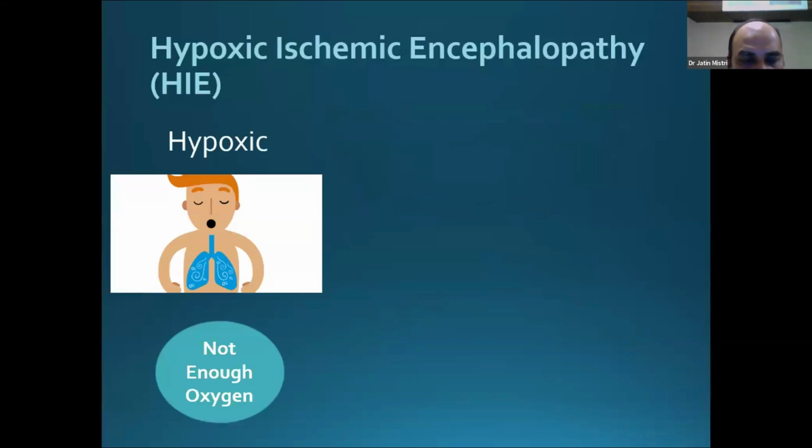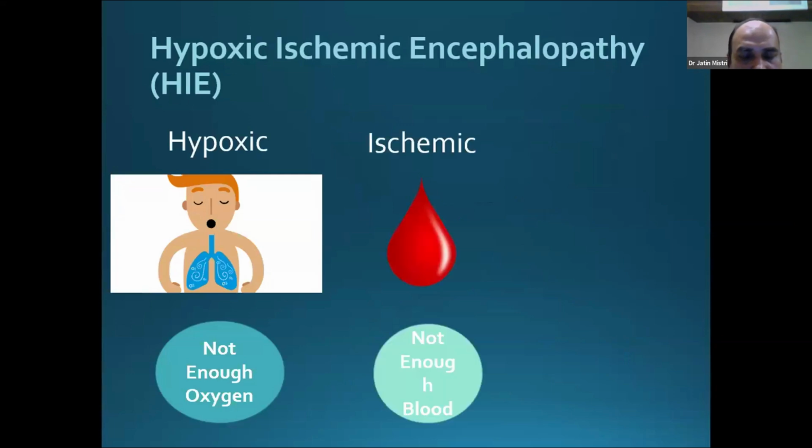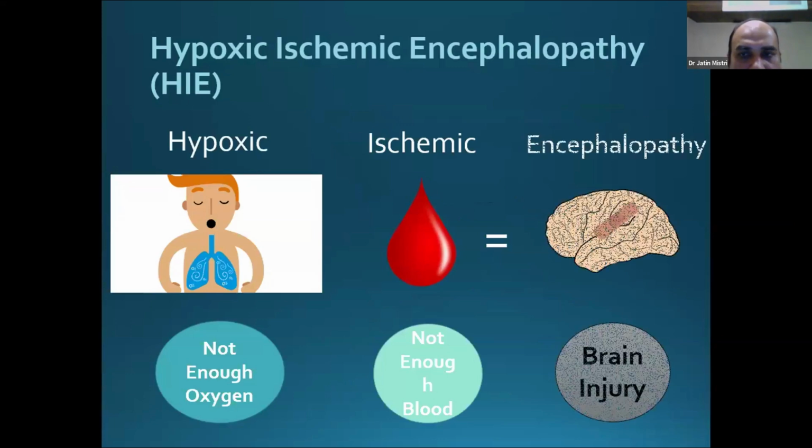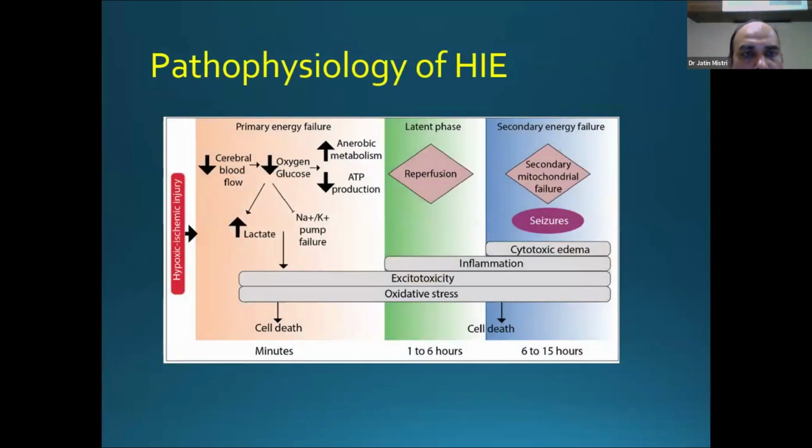So as I told, hypoxia is not enough oxygenation, and ischemia is not enough blood circulation. As a result, what we get is an encephalopathy, which we define as hypoxic ischemic encephalopathy. Going into a little bit of pathophysiology, on the left side, when there is a hypoxic ischemic injury, a series of events happens within minutes, which is the primary energy failure. There is low oxygen, low glucose, and less blood supply, there will be anaerobic metabolism, a reduction in ATP production, and high lactate. This will all lead to cellular injury, which happens in minutes.